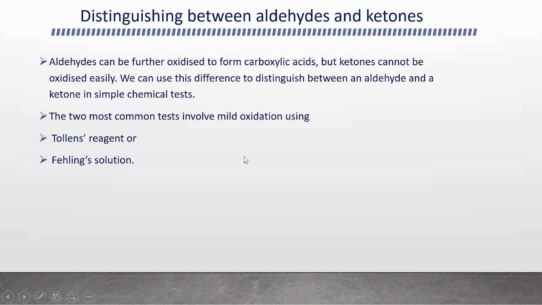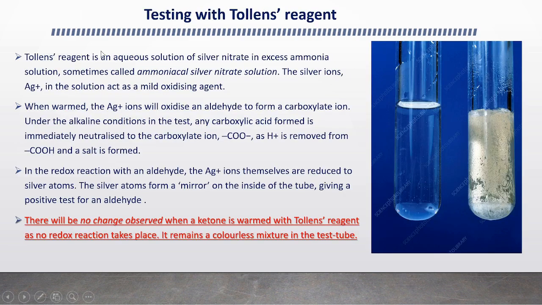So now how can we distinguish between the aldehyde and ketones? There are actually two tests for them, which are the Tollens reagent test and the Fehling solution test. First of all, testing with the Tollens reagent. Tollens reagent is an aqueous solution of silver nitrate in excess ammonia. So it is also known as ammoniacal silver nitrate solution.